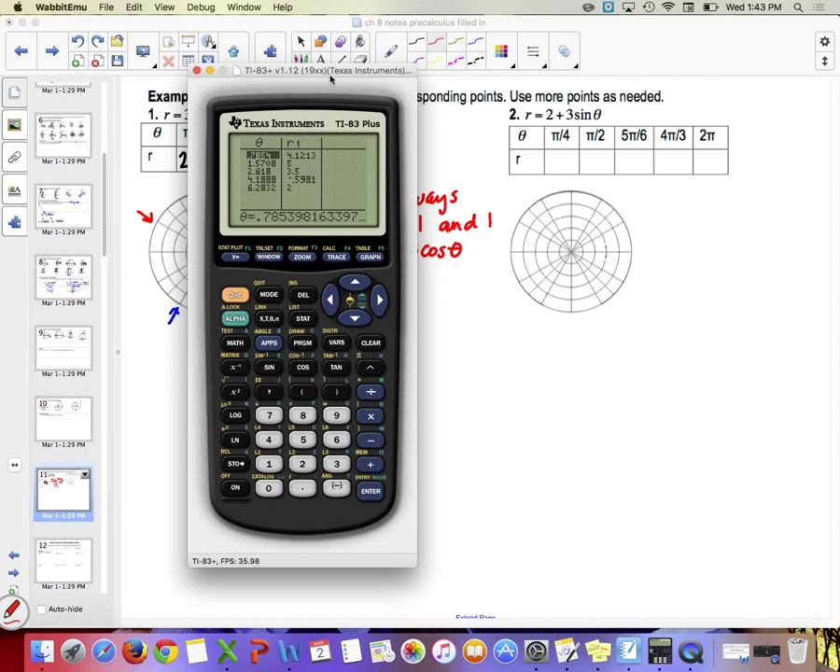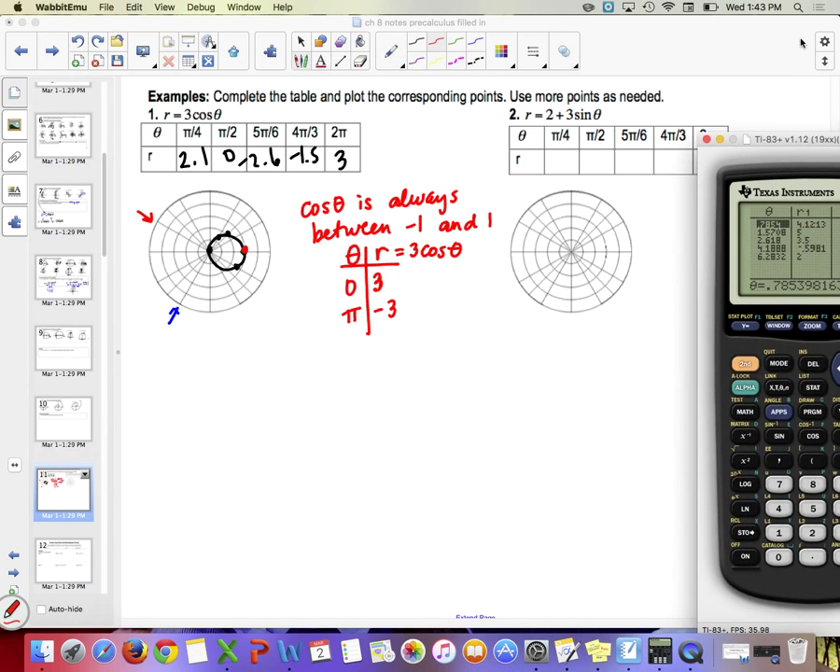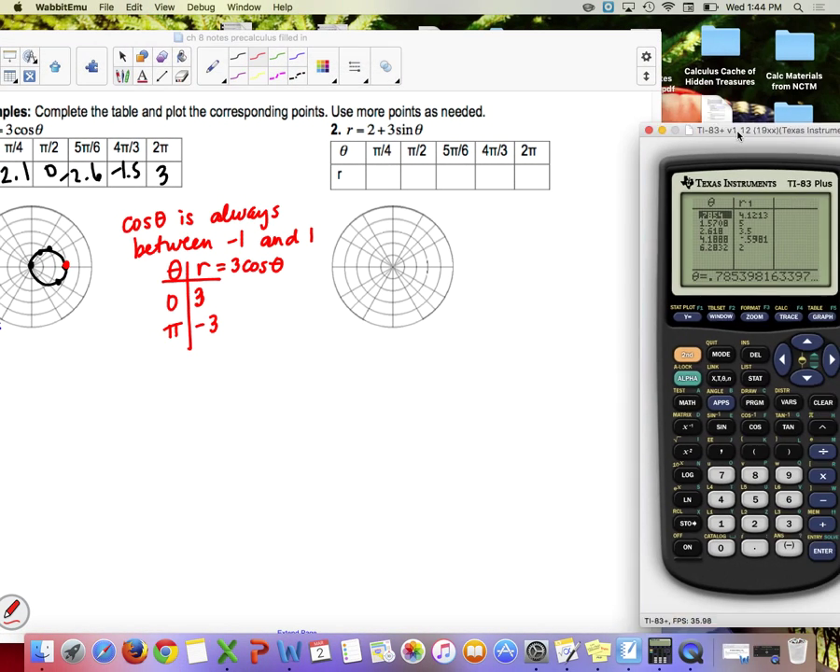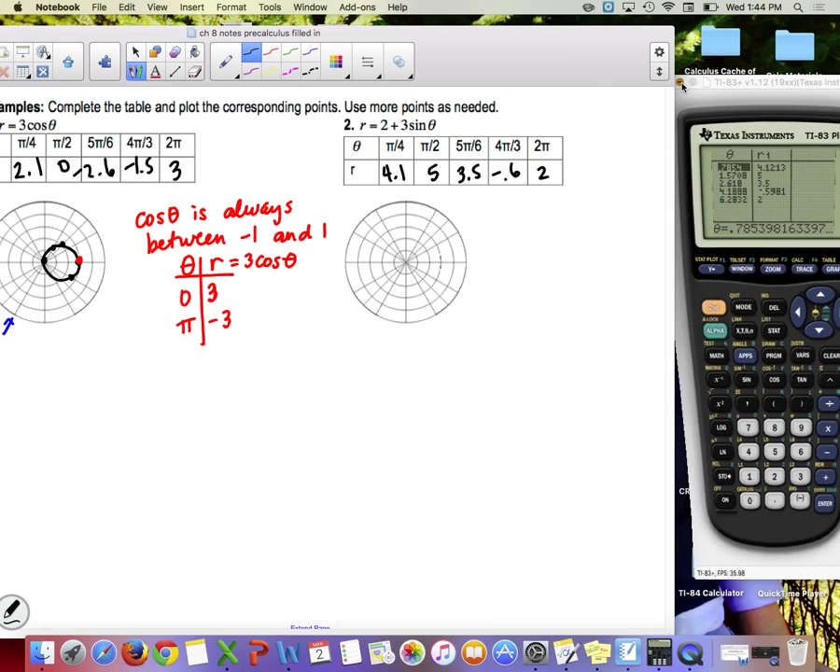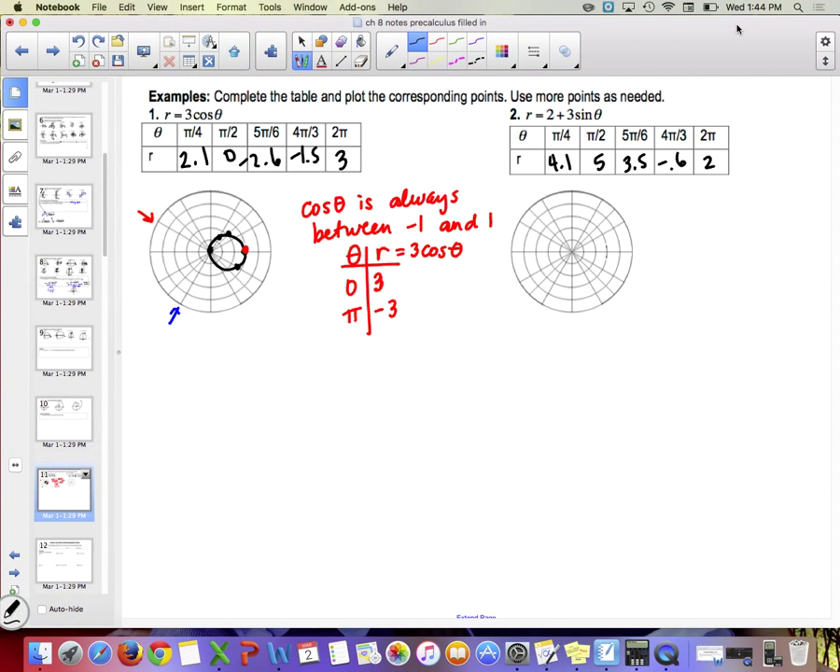And we're going to plug in those same values. So luckily I already have them on my table, don't I? So as I plug these numbers in, I get pi over 4 gave me 4.1, pi over 2 gave me 5, the next one gave me 3.5, -0.6, and 2. So the hard part is, once you get those, you've got to graph them, right?